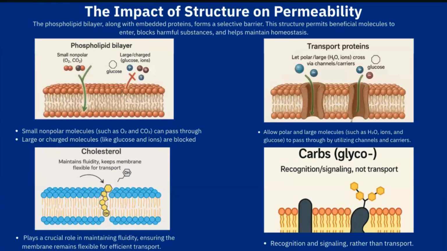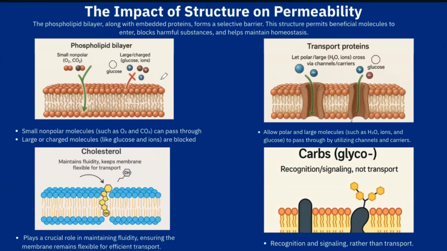Let's talk about selective permeability. With the phospholipid bilayer, remember we have a phospholipid that allows for different types of items or molecules to pass through depending on what it is. Cohesively, the phospholipid bilayer allows these small nonpolar molecules such as oxygen or carbon dioxide to easily pass through. However, when we have large molecules such as glucose or ions, they're not going to pass through with ease.